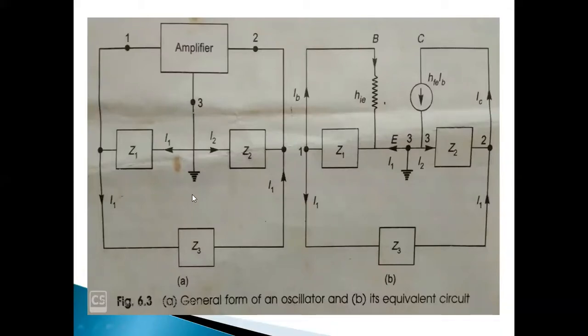So this is the general form of the oscillator, and this is the equivalent circuit of the LC oscillator. Let us consider that the current I1 flows in this direction and I2 flows in this direction. This is the first node, second node, and third node, and the third node is grounded. Because of this form of connection, we can get 360 degrees of phase shift. From this point to this point, we get 90 degrees, and from this point to this point, we get another 90 degrees of phase shift, and the remaining 180 degrees of phase shift will be provided by the basic amplifier.